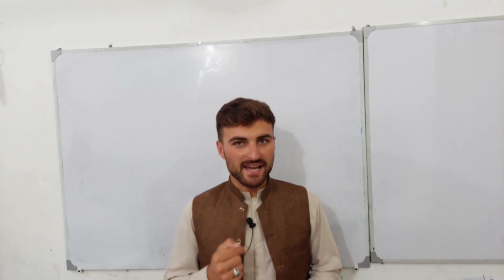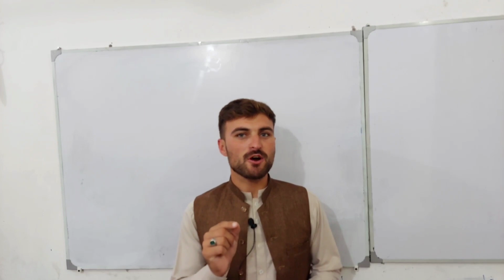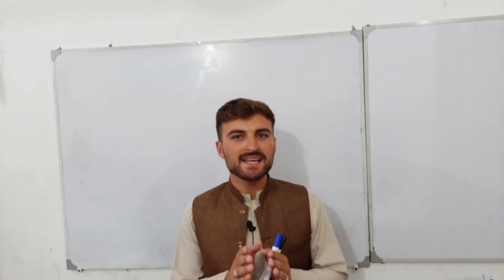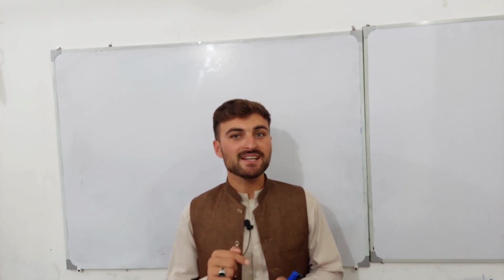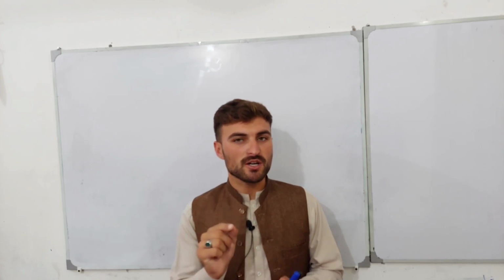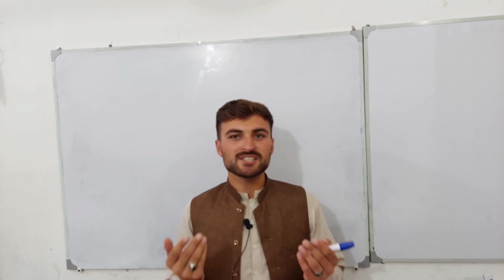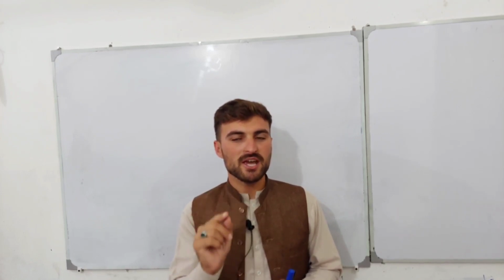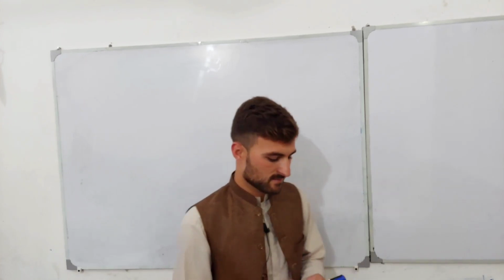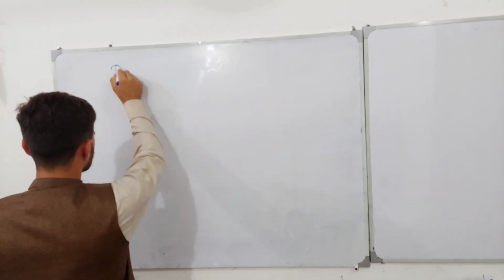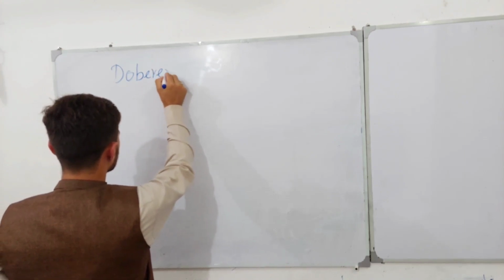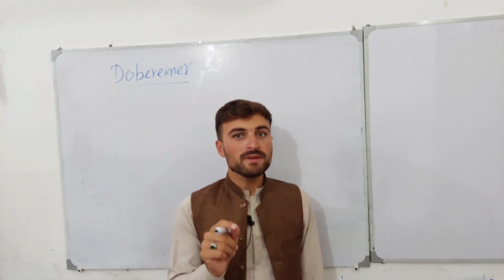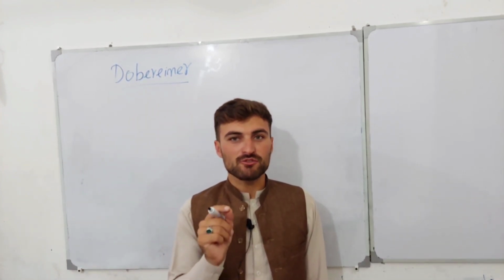In this lecture, I am going to talk about the history of the periodic table. The history of the periodic table is very lengthy, but I will deal with it in a very short and simple way. So let's start the history of the periodic table from the great scientist by the name of Dobereiner. Who was Dobereiner? Dobereiner was a great scientist from Germany.